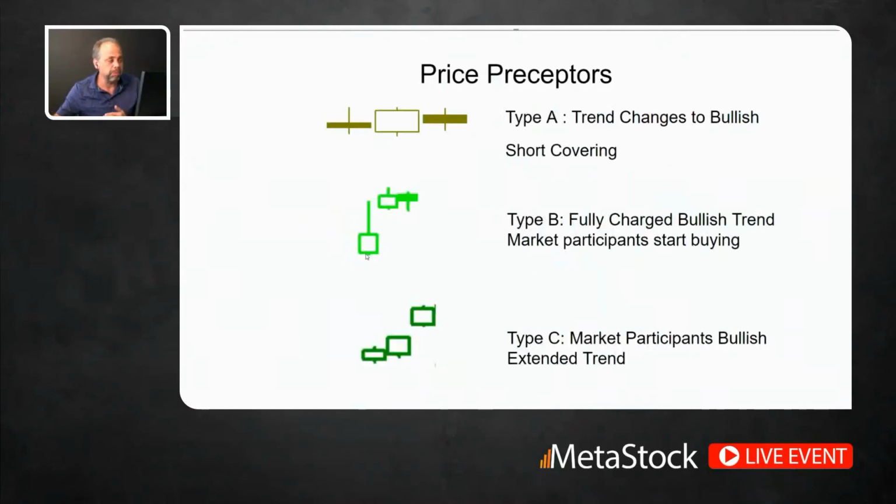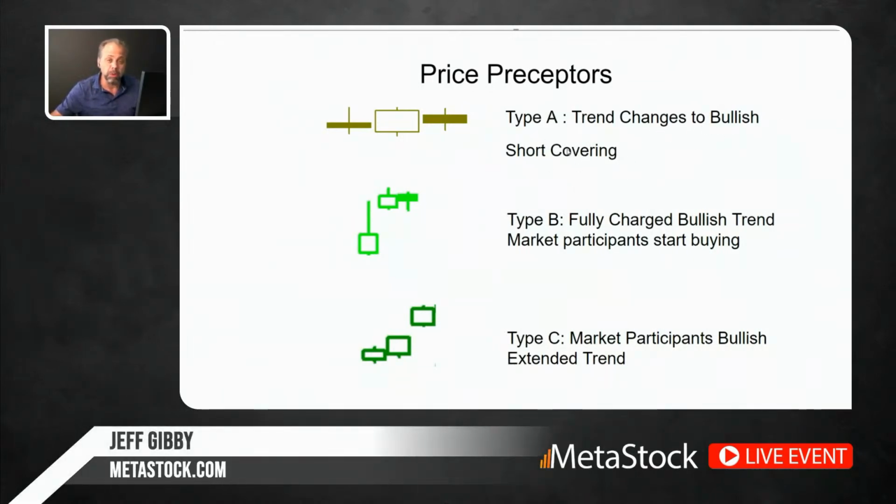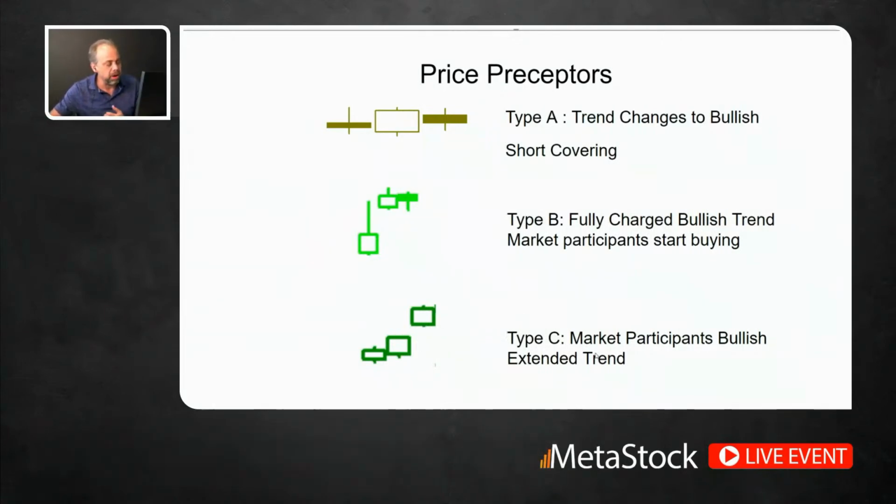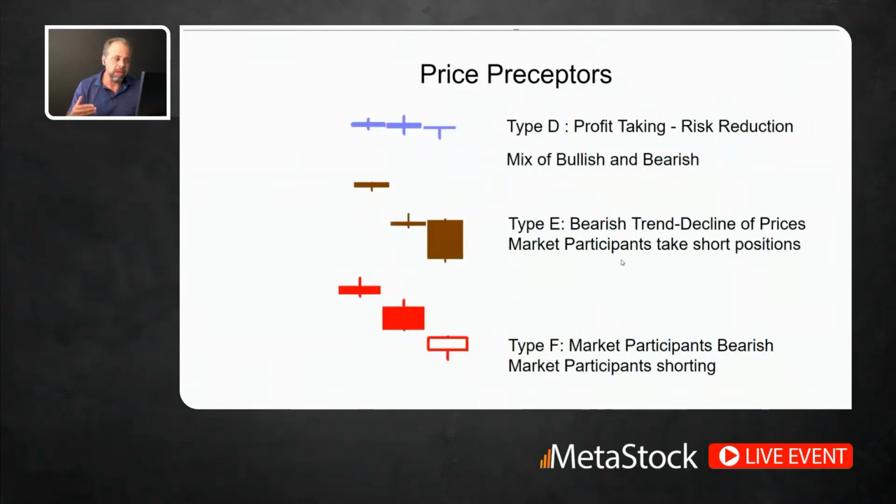In addition to that, with the Magic Trader, you can have what Peter calls price perceptors, and those are trend identification. So here you've got green for type A, which is trend changing from bearish to bullish. At this point, you should be looking to cover shorts. You've got your type B, which is fully charged bullish trends. That's when market participants start buying, and you've got your type C, which is the bullish extended trend. On the other side, you've got your type D, type E, and type F, which are just the opposite of those. So when you apply a Magic Trader template, these are all put on a chart for you.